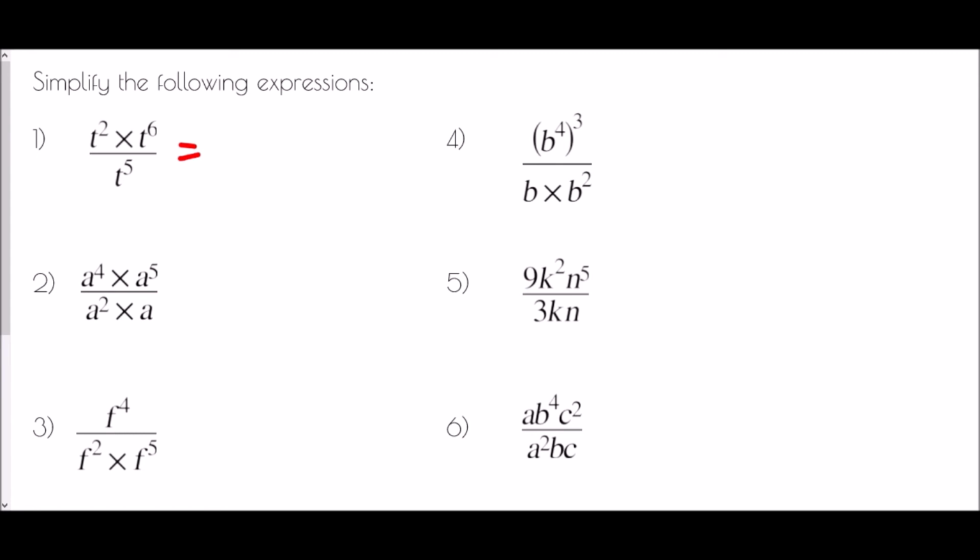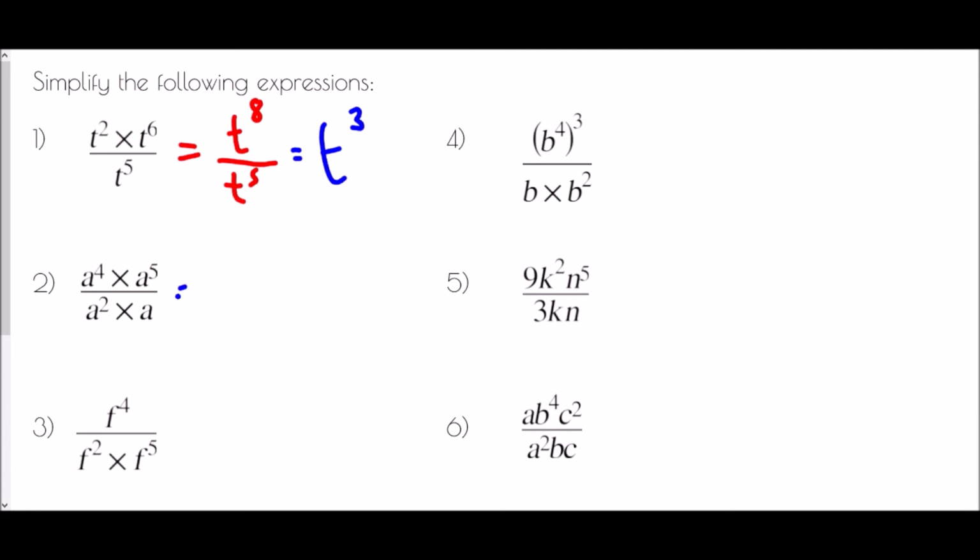So the first thing here is that we've got t squared times t to the power of 6 at the top of our fraction. Now that means we're going to have to add those two powers together, t to the power of 8. But that is going to be divided by t to the power of 5. Now because that's a division, the next little step is that we need to subtract our powers. And so we're still going to have t, but this is going to be 8 take away 5, which is 3. Our final answer will be t cubed.